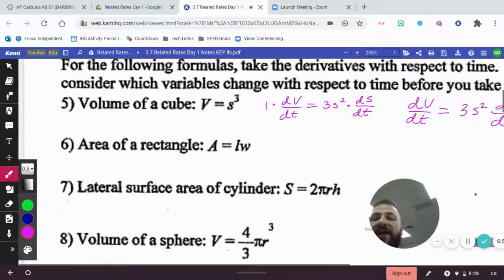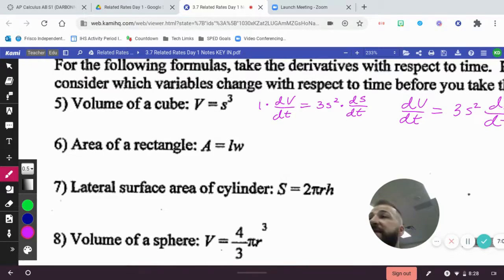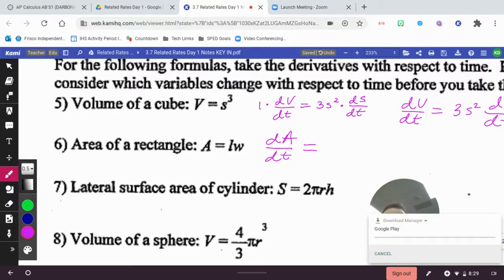So area of a rectangle. So we have A is equal to length times width. Okay, so I have 3 different variables here. So when I'm deriving, I have to consider that all those different variables are like their own separate functions. Okay, so the derivative of area would just be dA over dt, or 1 times dA over dt, equal to the derivative of length times width. Well, those are 2 different functions being multiplied. So what rule do I have to use? I have to use product rule.